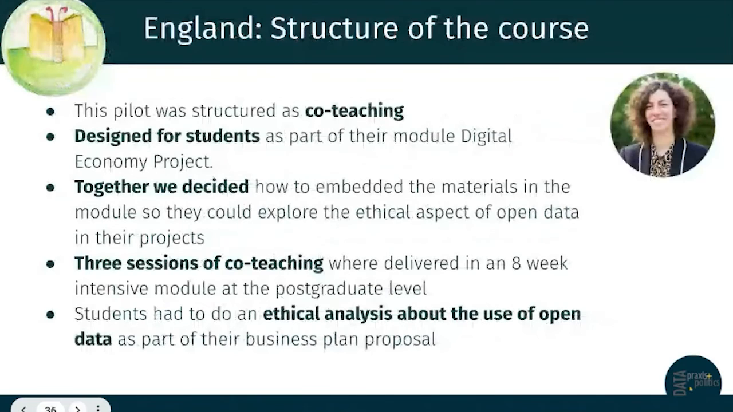a space of development. And we had also at the University of Surrey, with Carla Bonina, we worked with students. Here we didn't work with teachers because Carla is already an expert in open data and social innovation. So she took the materials that she found relevant, we planned this together, and she embedded these materials in 3 weeks of an 8-week intensive course at the postgraduate level.